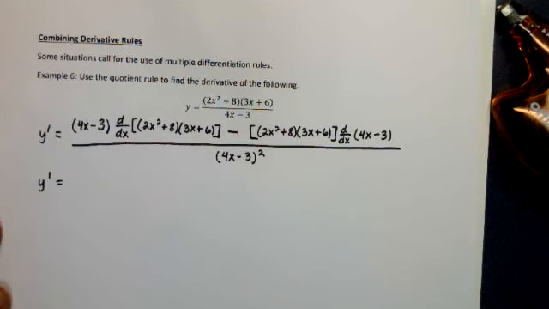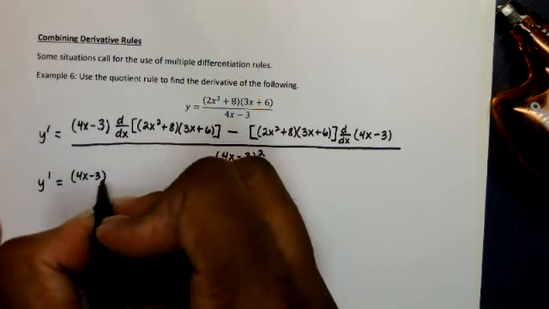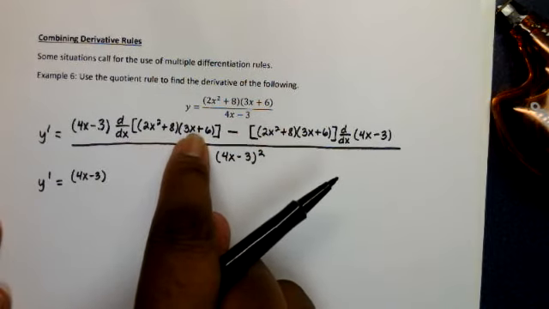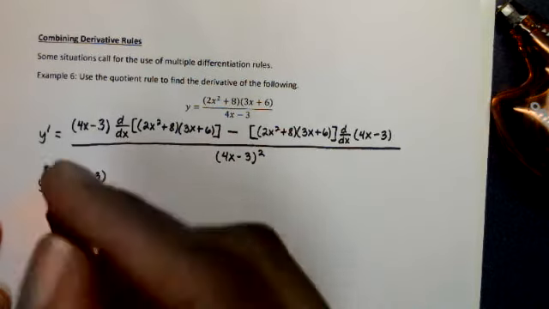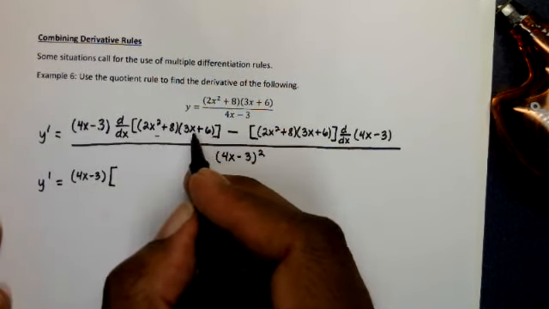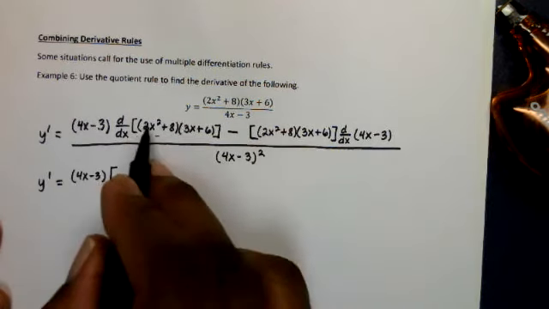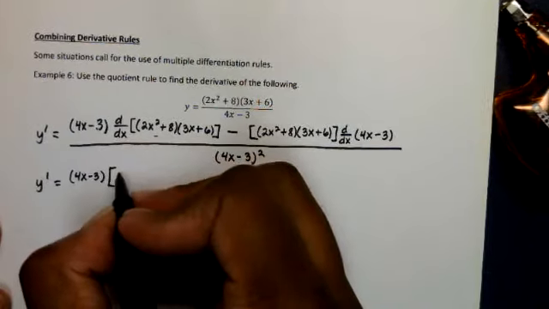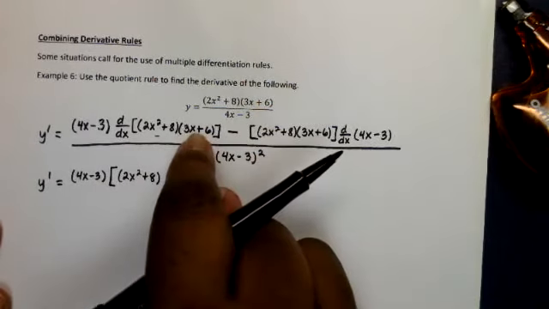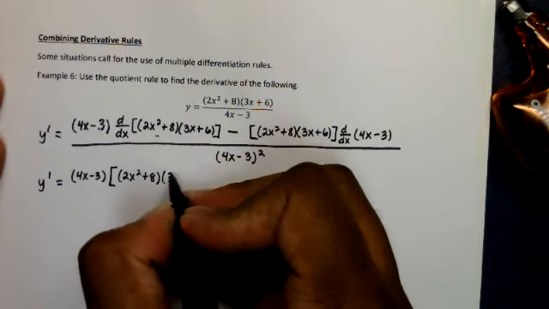Now let's simplify this. Bring down the 4x minus 3. Notice here, if we take the derivative of this, we have to use the product rule. We have to use the product rule because I've got the product of two functions here. So the derivative of that product is going to be this. The first term, 2x squared plus 8, times the derivative of 3x plus 6. The derivative of 3x plus 6 would just be 3.